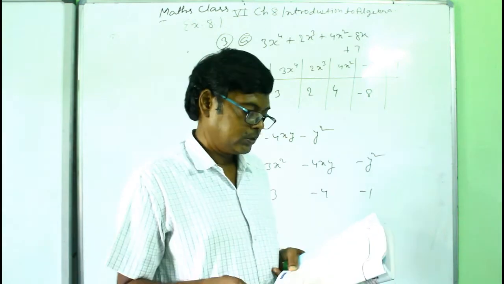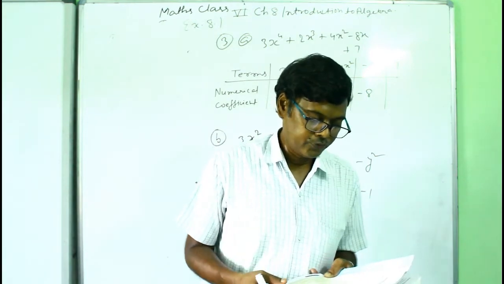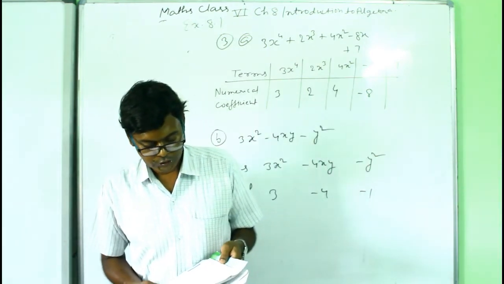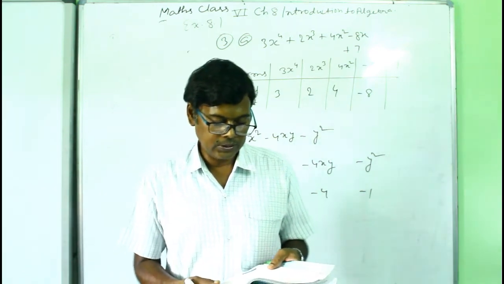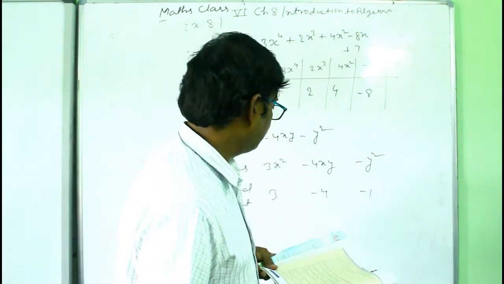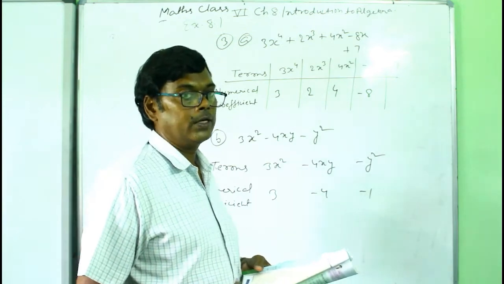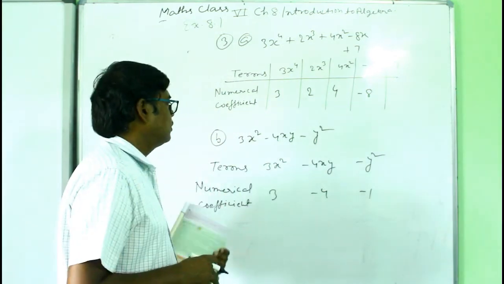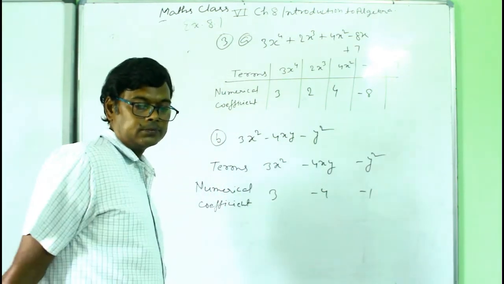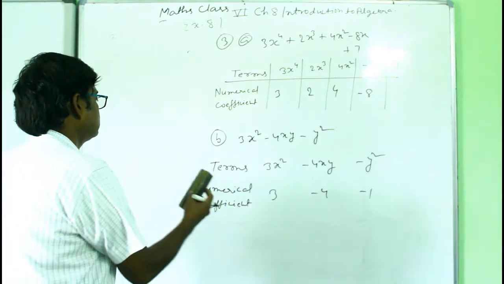So I will not do this. And then question number 5, write the coefficient of x in each term of the following expressions. Okay, we have to write the coefficient of x. Okay, coefficient. Write this.